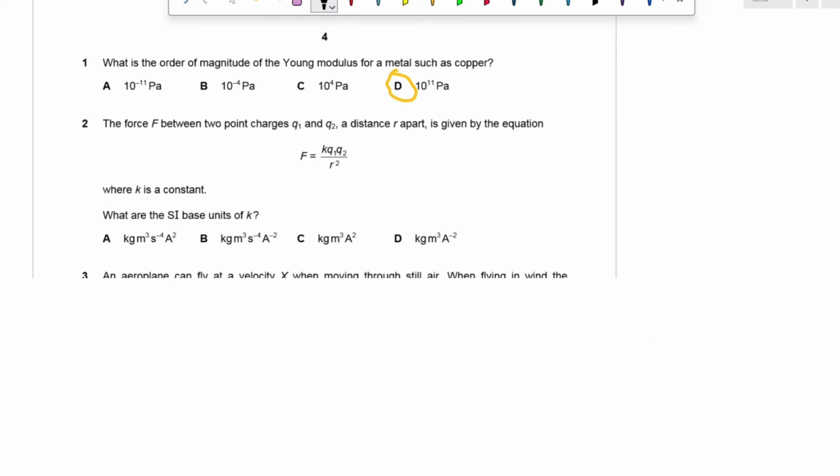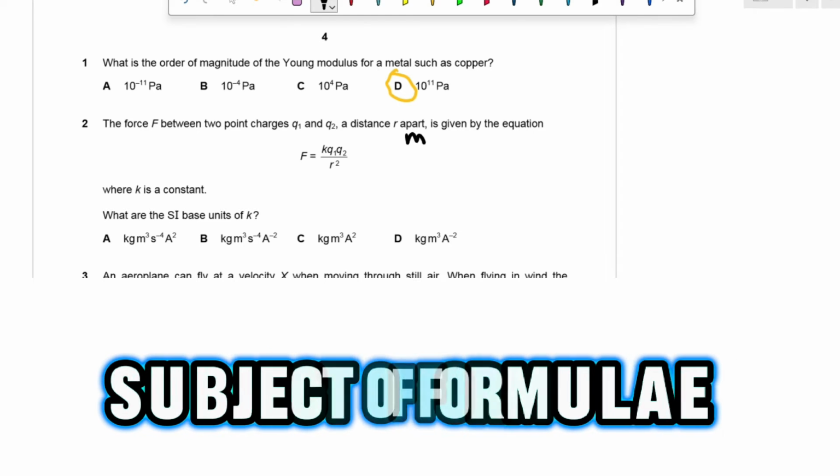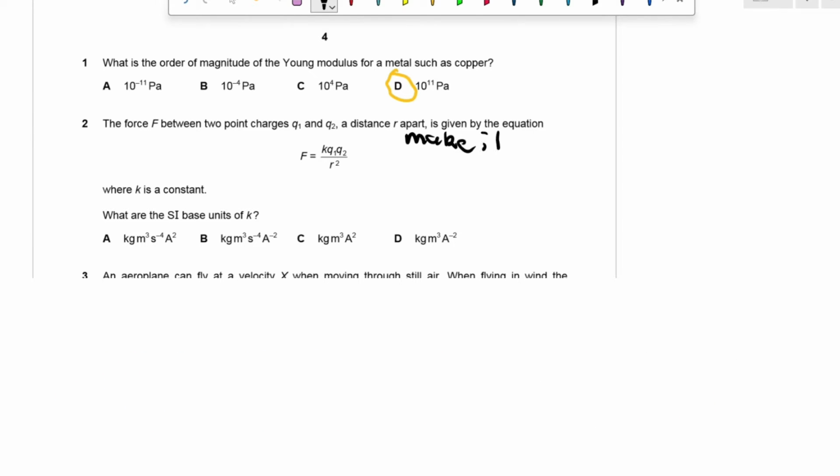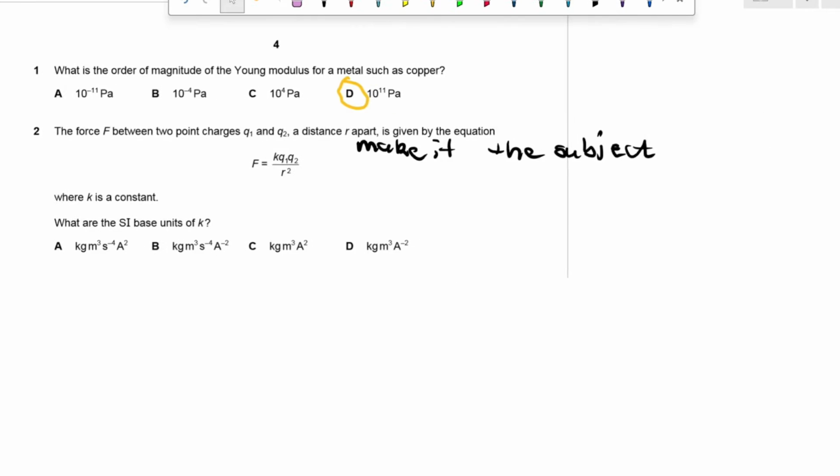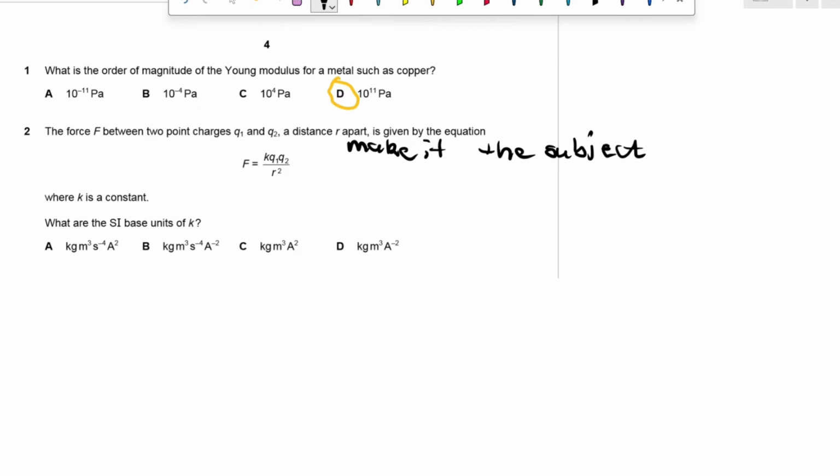So guys, it doesn't matter what equation you are given. If a question asks you to find the SI base units, make that thing the subject of the formula. So that's the first thing, right? Make it the subject of the formula. So we're going to start with F equals k Q1 Q2 divided by r squared, and we're just going to make k the subject of the formula. So k will be equal to F multiplied by r squared divided by Q1 multiplied by Q2. That is going to be our expression, because we've just made k the subject of the formula.